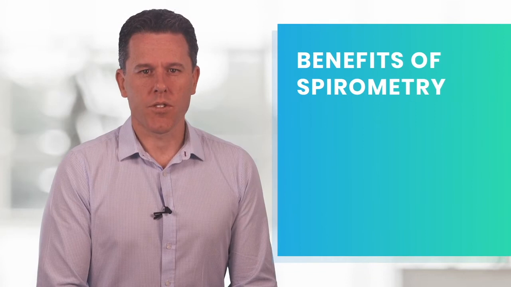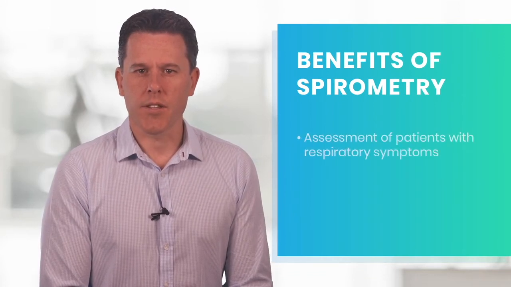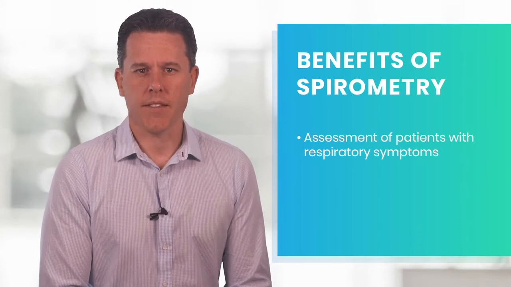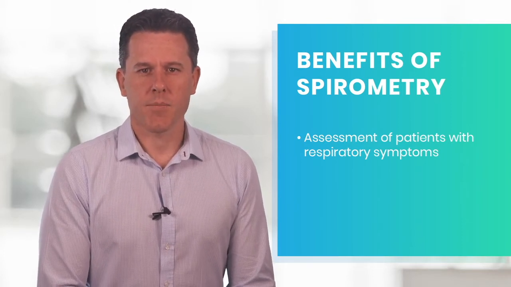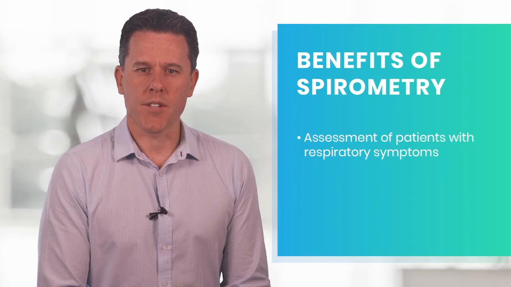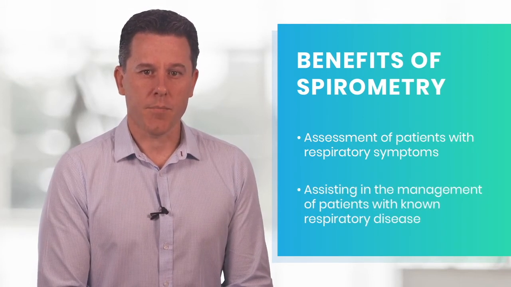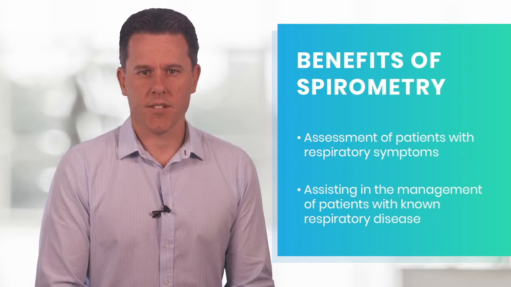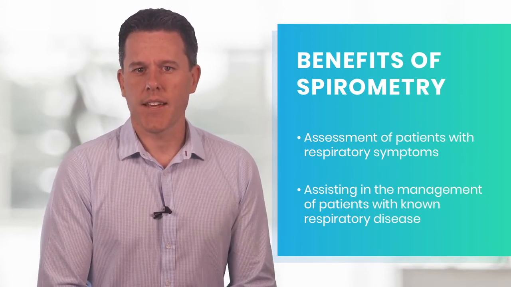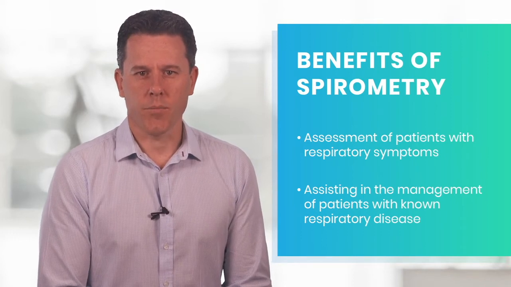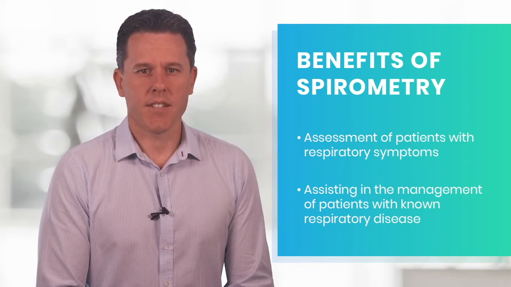Spirometry is useful to assess a patient with respiratory symptoms, so somebody might present, say, with cough or shortness of breath, chest tightness, and spirometry is really useful to try and determine what those symptoms might be due to. And the other main benefit is in people with known respiratory disease, so say for patients with asthma or COPD or bronchiectasis. Spirometry plays a really important part in assessing those patients and assisting in their management.